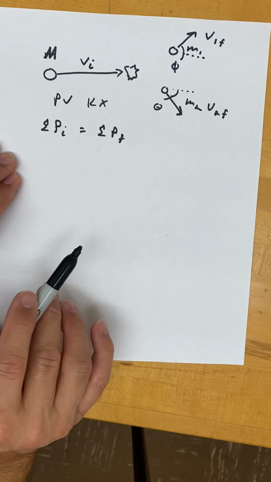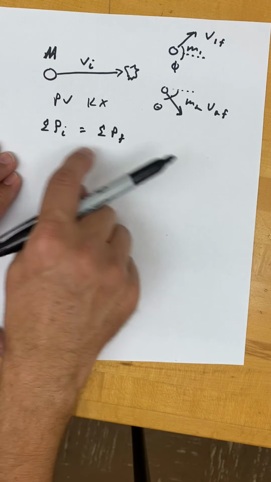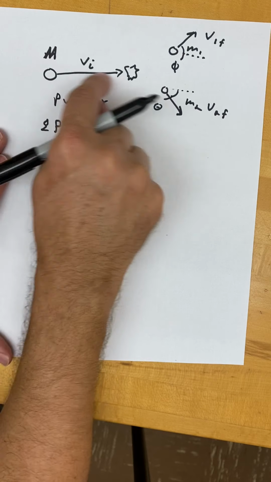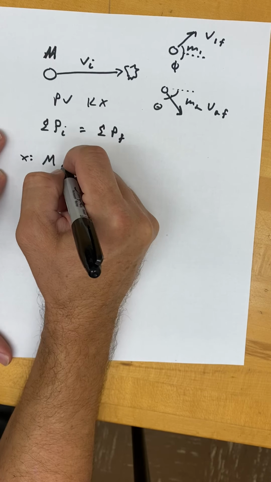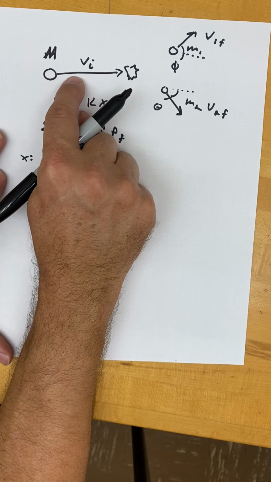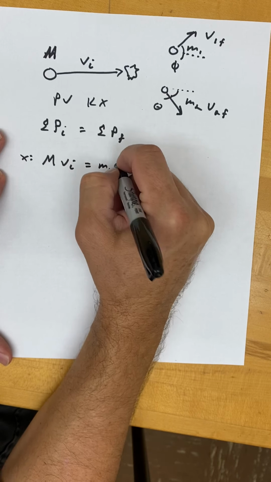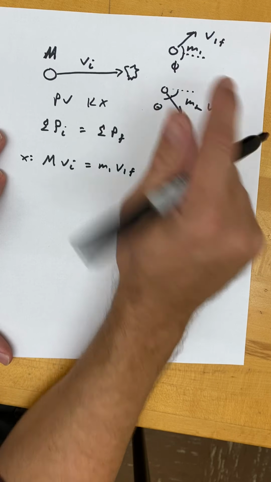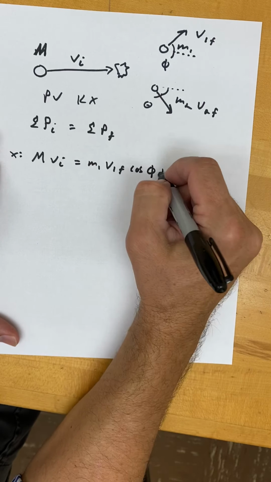Well, I'm going to have to be careful. I've already seen that I'm going to have to solve this in 2 dimensions. So let me do this twice, one in the X direction, one in the Y direction. So in the X direction, what do I have? Well, the initial is all in the X. So I have capital M times V initial. That's before the collision. And then after the collision, I've got M1 V1 final, and I need to pick off the X component of this, which I can do with the cosine of phi.